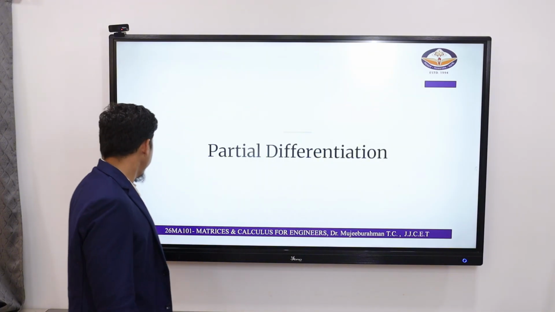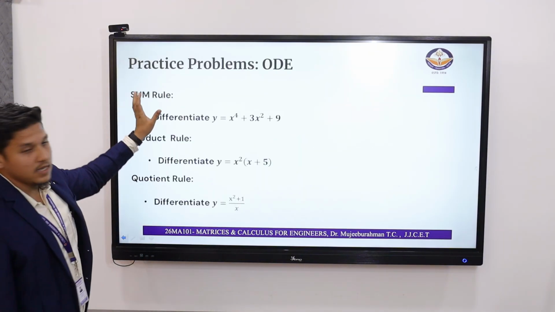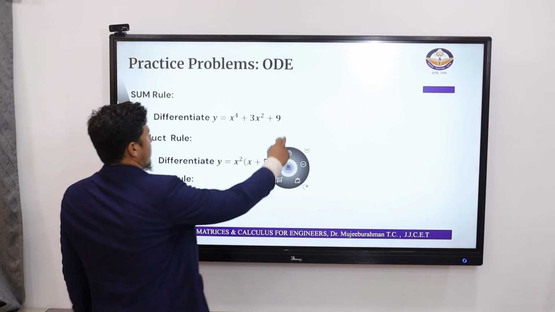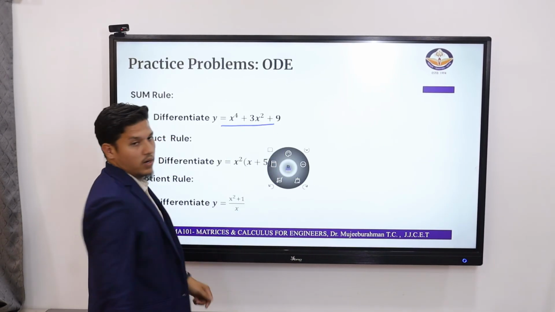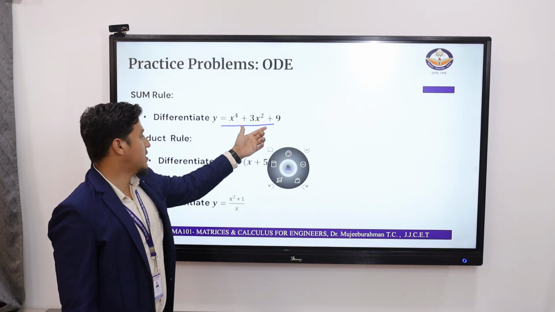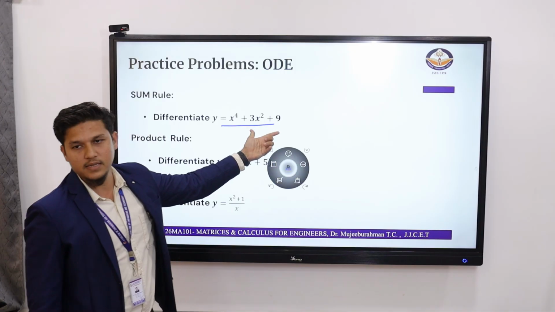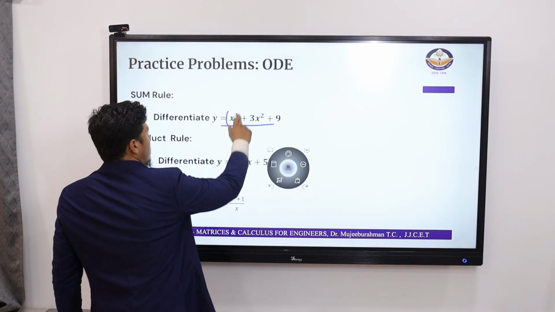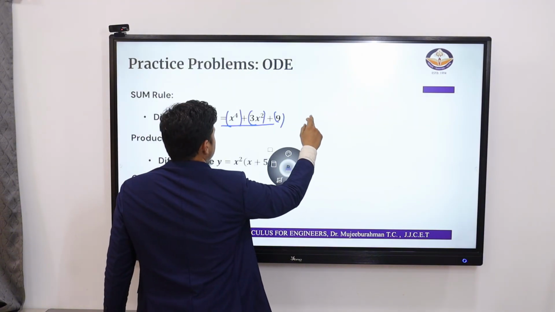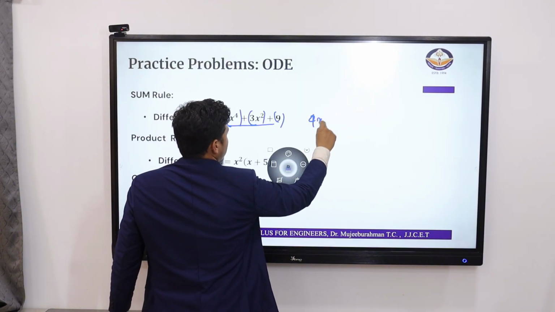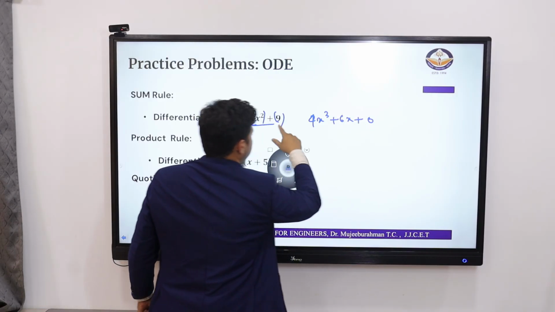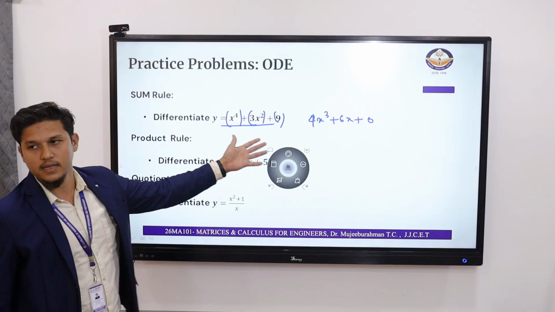Okay, so these are some practice problems. We'll discuss how we are going to differentiate this. This is under the sum rule. How can we identify that there are separate functions? They are distinguished by a plus symbol. So we are going to differentiate individually, which means differentiation of x power 4 is 4x cube, plus 6x, plus 0, because 9 is a constant, so you will get an answer like this.